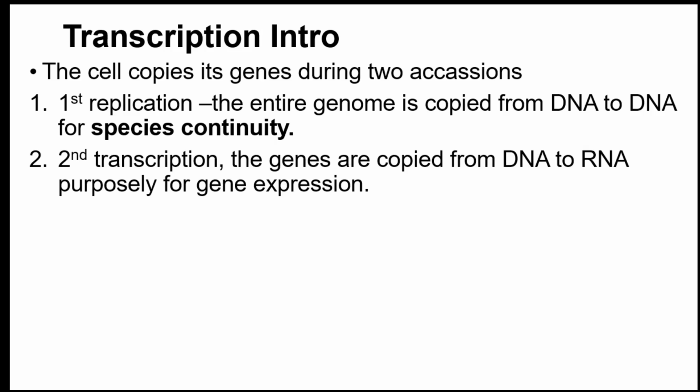The second kind of copying which occurs is transcription. Transcription is entirely meant to express the genes. It's meant to get results from the genes, to get proteins, basically. So here, DNA is copied to RNA, specifically messenger RNA, which is then translated into proteins.